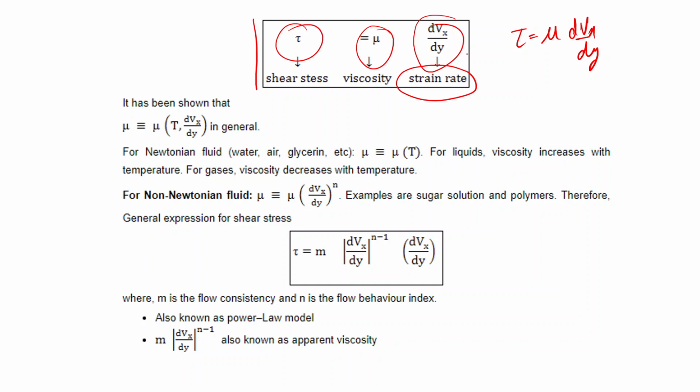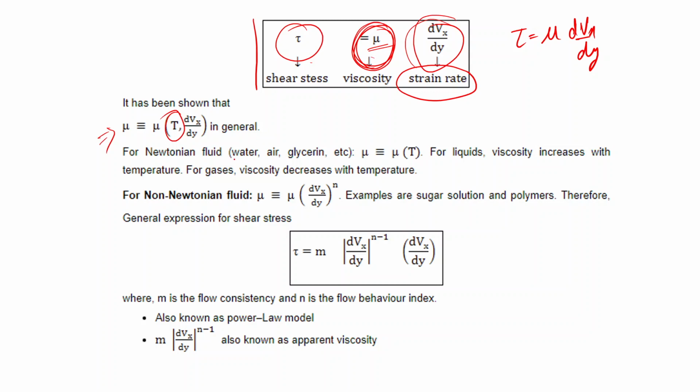So this equation correlates the shear stress with the strain rate, and the proportionality constant we define as viscosity. And in general, this viscosity depends on this velocity gradient and also the temperature. So based on the temperature, the viscosity will vary. There are equations that correlate temperature with viscosity, and I think that you will study in the transport phenomena subject.